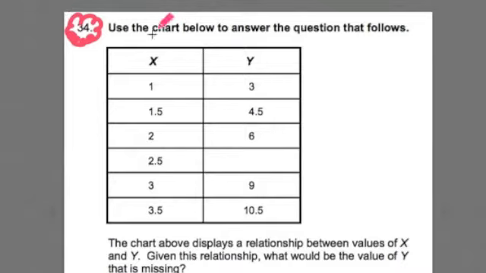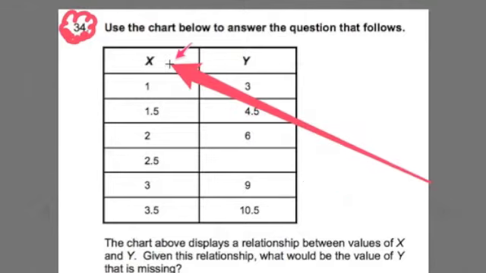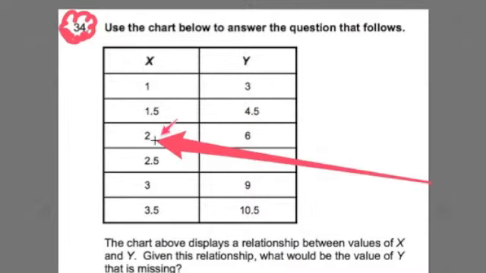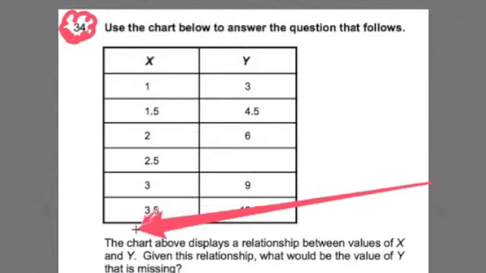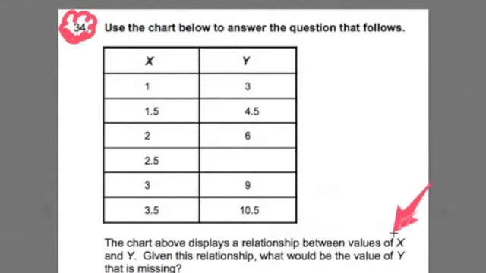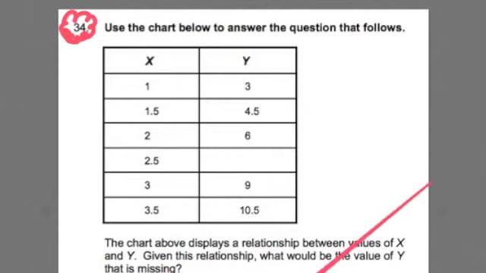But for now, let's start with this problem here. I'll read it over first and then we'll work through how to answer it. It says, use the chart below to answer the question that follows. And it gives us a chart. Sometimes we think of this chart as an input-output chart. The x's are the inputs, the y's are the outputs. We input a 1, we get a 3. We input a 2, we get a 6. And so on and so on. And we have this missing space here. It says the chart above displays a relationship between values of x and y. Given this relationship, what would be the value of y that is missing? And then we have options for y.